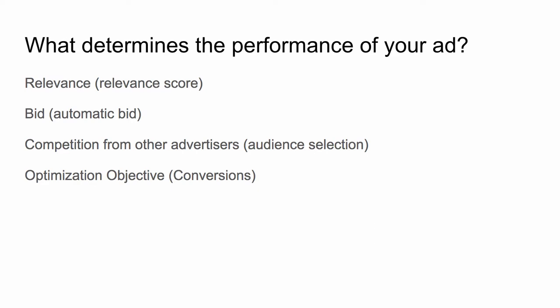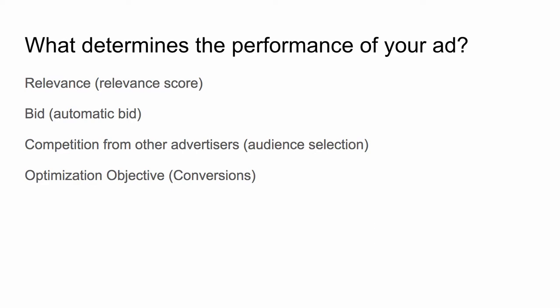Today we're going to talk about how to measure the performance of your ad and what goes into producing an advertisement that actually works for your client. So what kind of things determine the performance of your ad? The relevancy of your ad to the audience that it's reaching is one of the biggest factors. So how well does this ad perform in relation to other ads that are reaching the same audience? That's called the relevance score, and you can find it in your Facebook ads dashboard. I'll show you that in just a second.